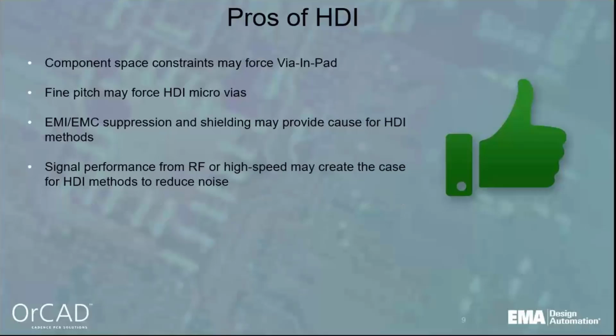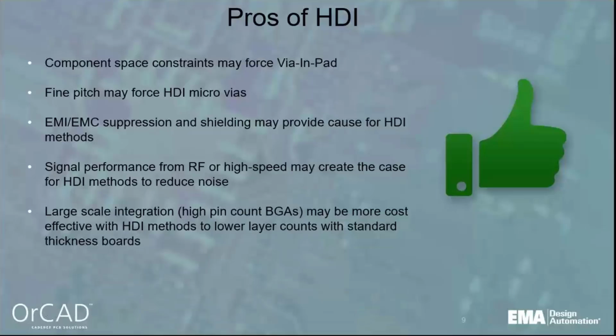Signal performance, such as RF or high speed, can create the case for HDI, because maybe you've got HD or RF circuits that are located in a section of the board where you're going to need to bring more technology into the RF area. So this can drive HDI technology as well. And also large-scale integration, like we talked about with high pin count BGAs. This may be cost-effective with HDI methods to lower the layer counts compared with what you have on normal board thicknesses. Plus, you're also going to improve power management because of the thinner dielectrics.